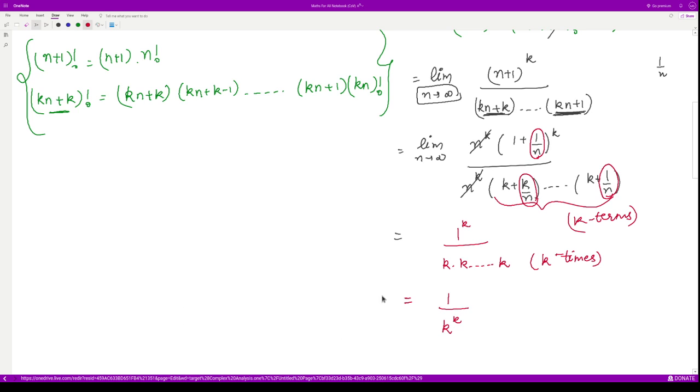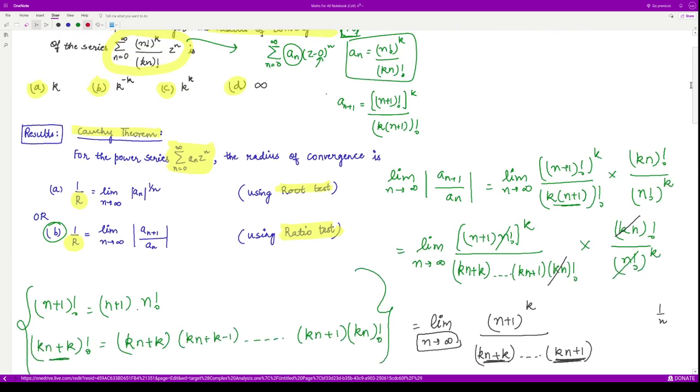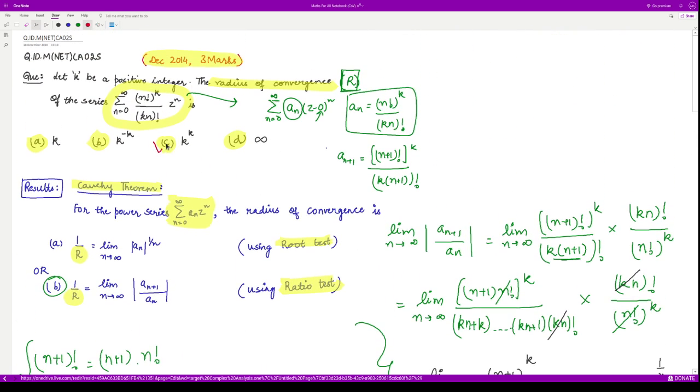So for our radius of convergence, the formula was 1 upon R is equal to this thing. So obviously the radius of convergence comes out to be k raised to power k for the current case. So let us have a look at our options. So accordingly, option 3 comes out to be the correct option.